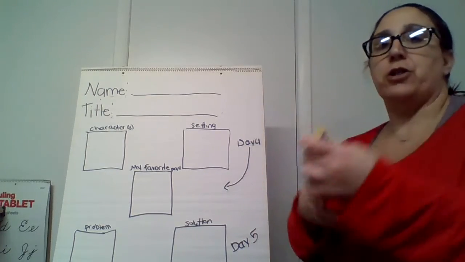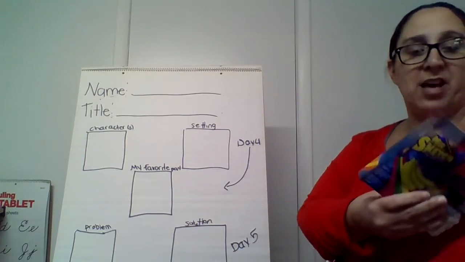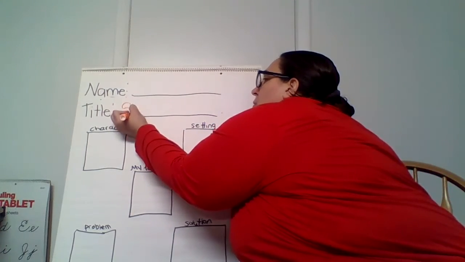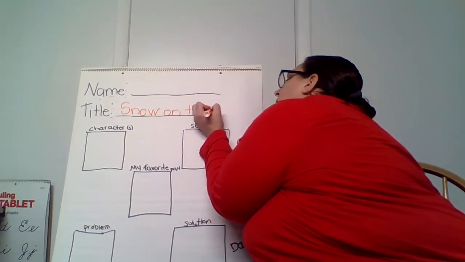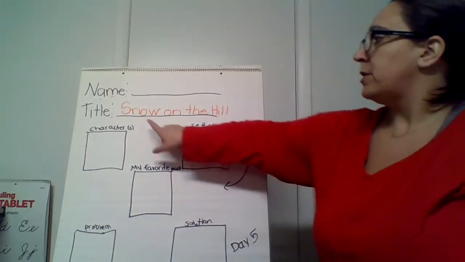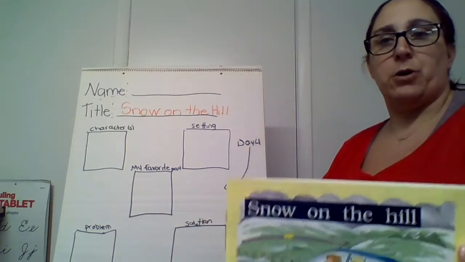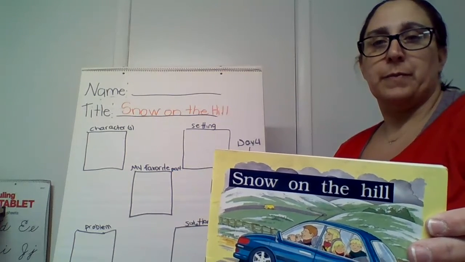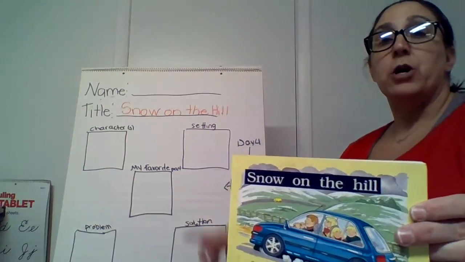So if you remember, the story is called Snow on the Hill, and that is called the title. So I want everyone to take out a pencil, and I want you to write the words Snow on the Hill. If you can't read it that way, I will also show you it on the cover of the book. Now remember, if I go a little too fast, you can always pause the video to write the title before we continue.